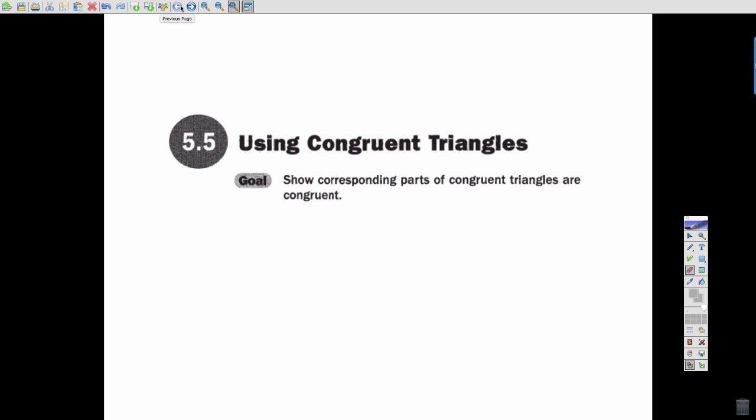In this unit, we're going to see how we can use congruent triangles to prove that corresponding parts of triangles are also congruent. It's known as CPCTC, corresponding parts of congruent triangles are congruent. It's a mouthful. Basically, what you need to do is to prove two triangles are congruent, and from there on, you can draw the conclusion that their corresponding parts are also congruent.